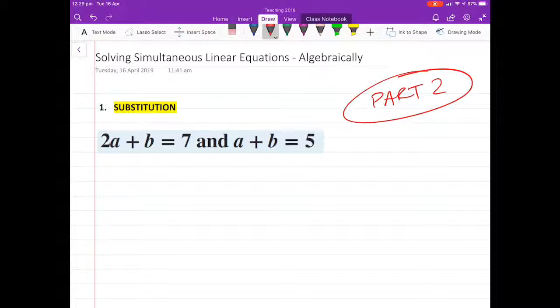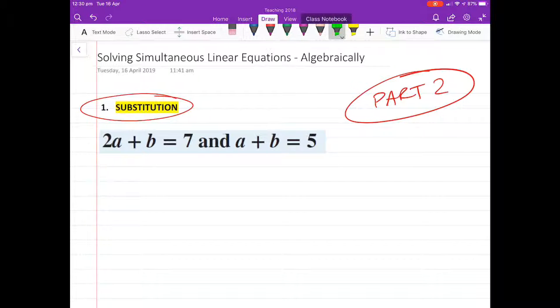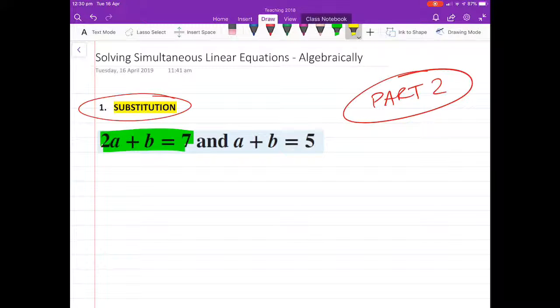Okay, still sticking with substitution in terms of solving our simultaneous linear equations. But if you look back to the previous video, we had one of these equations that had already isolated a single variable. Okay, we don't have that here. So we need to change that so that we can actually go and substitute.